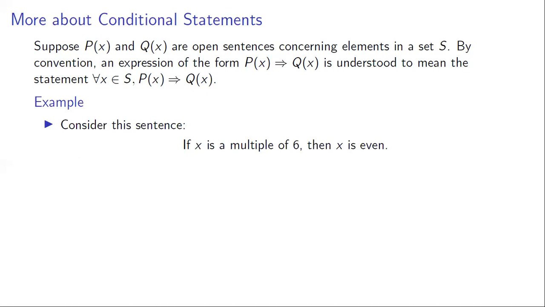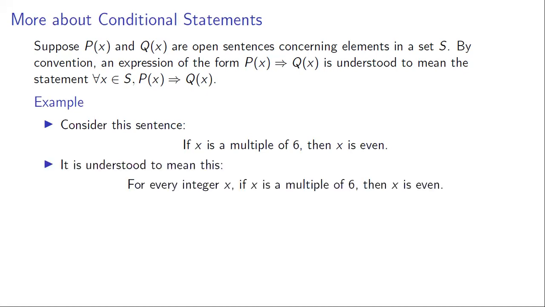But no, by convention, this is understood to mean that for every integer X. In this case, we're talking about integers because we're talking about things being multiples and things being even, which only applies to integers. But the more important part is the for every. For every integer X, if X is a multiple of 6, then X is even. So it's not just stating a fact about one number, about one X. It's saying this applies for every possible integer X. Every integer that you can imagine, if it is a multiple of 6, then it is even.